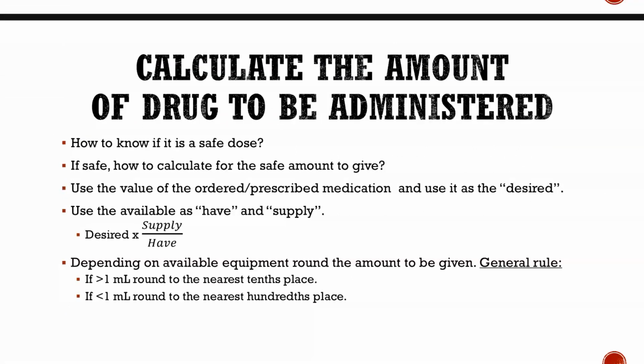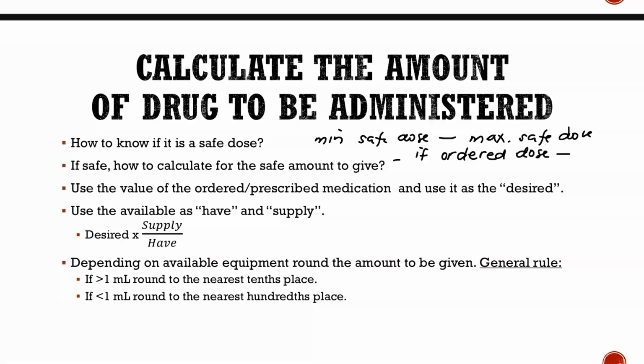So how to know if it's safe? As I told you earlier, it needs to be within that range, and if safe, we need to calculate for the safe amount to give, right? So again, how do we know if it's safe? It should fall within the minimum and maximum safe range provided. And if it is safe, right, we need to calculate for the safe amount to give. And how do we determine how much to give? Well, it is the same formula that we've always used, right? Unless the order is different.